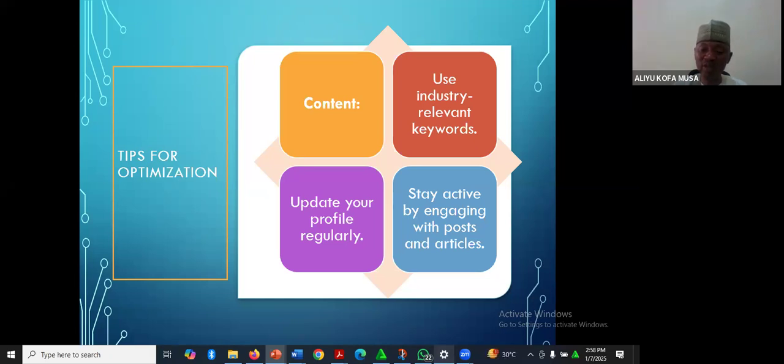Then the next one is stay active. Stay active by engaging with posts and articles. Some of these posts, if you follow my status, you understand that some of what you see me posting, I'm getting from LinkedIn. Not a day passes without some colleagues, some friends, some networks, or some job providers placing job adverts. There is none a day.